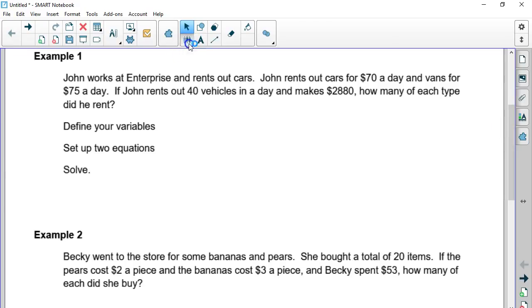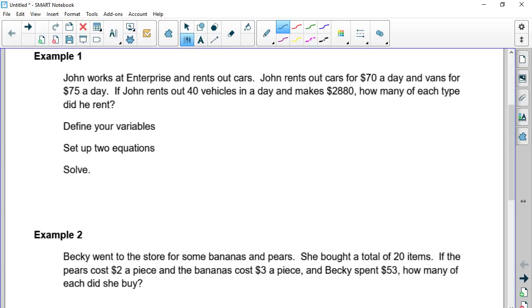John works at Enterprise and rents out cars. He rents out cars for $70 a day and vans for $75 a day. He rents out 40 vehicles and makes $2,880. How many of each do you rent?